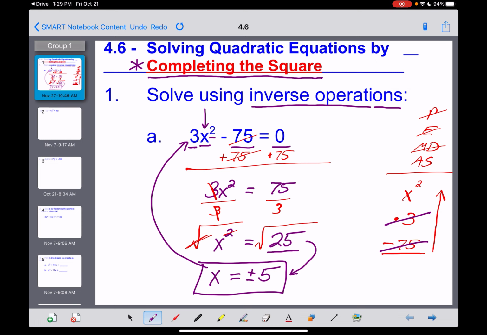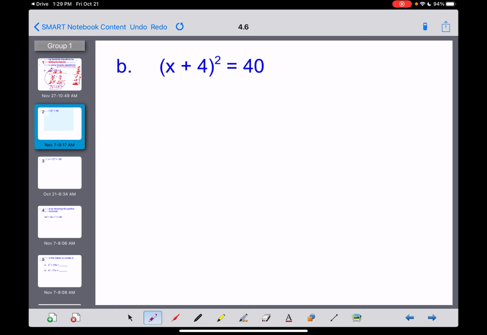Okay. And that's our first equation that we're solving using the concept of inverse operations because there's only one x in the original equation. Let's take a look at a second example here. This one is x plus 4 quantity squared is equal to 40.